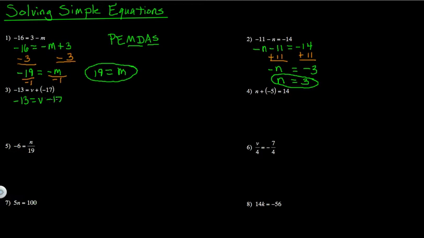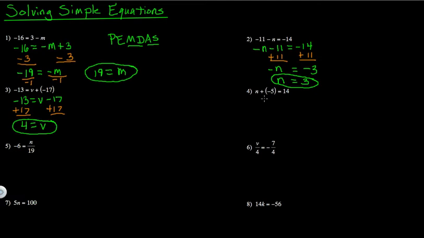So to undo the subtraction of 17, we're going to add 17. So we add 17 to both sides of our equation to maintain balance. So negative 13 plus 17 is 4, and that's equal to v, and that's our answer. So this one was truly a one-step equation for us.